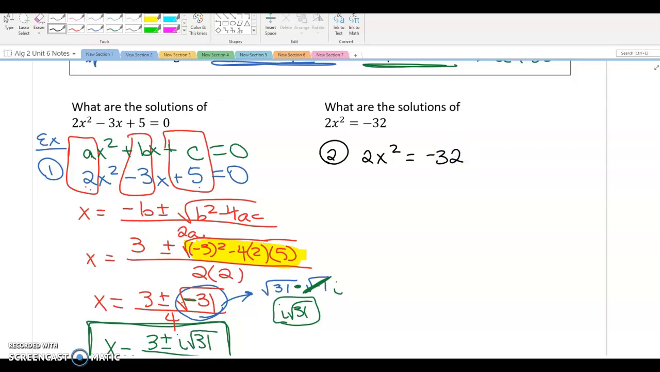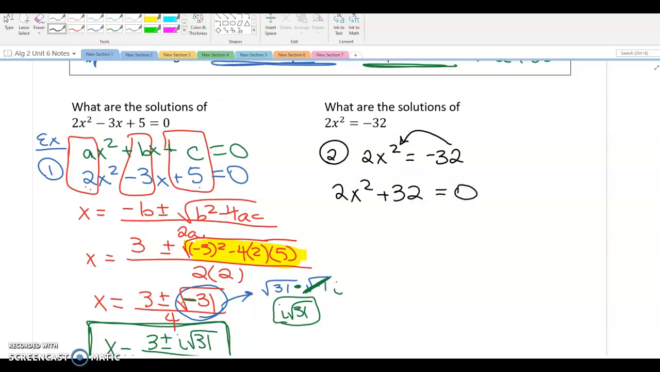So, what can we do to solve this one? Transpose. I set it equal to 0 first. We're going to take our minus 32 and make it a plus 32. So 2x squared plus 32 equals 0.